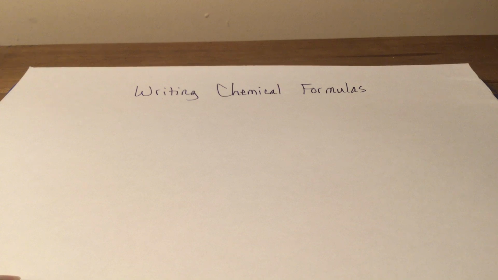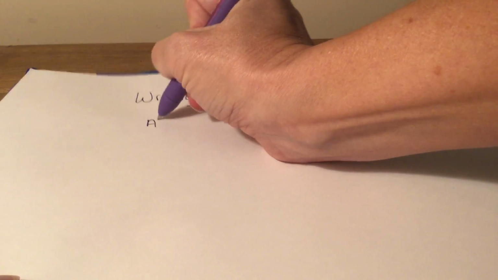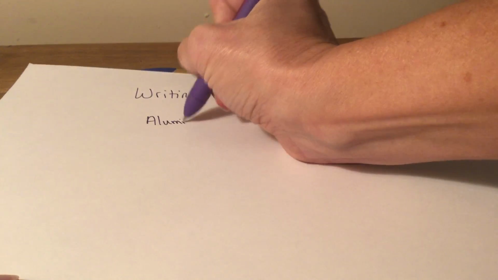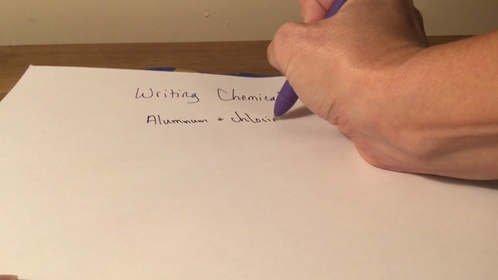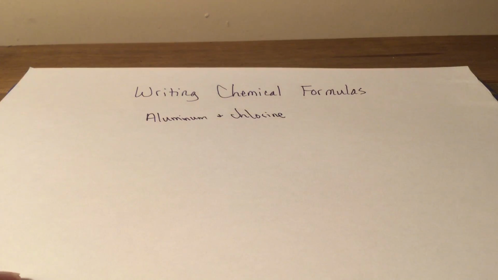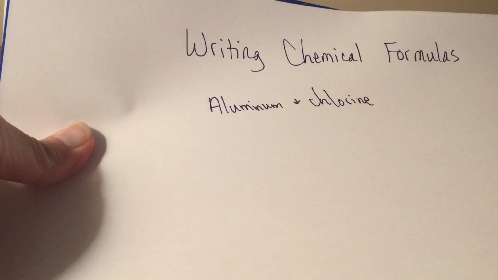This is a short video on how to write a chemical formula. So when you write a chemical formula, you have to know the chemicals you're using. Let's write a chemical formula for a compound of aluminum and chlorine. When we write chemical formulas, we're going to deal with subscripts. We're deciding what subscripts to write.